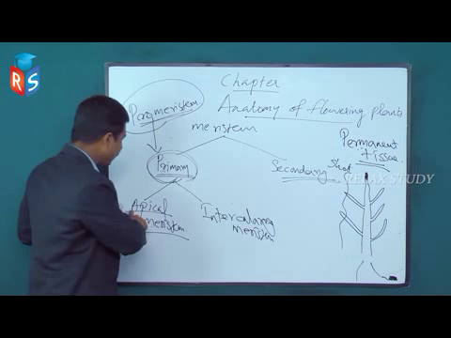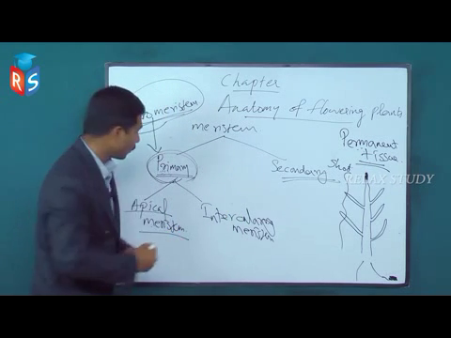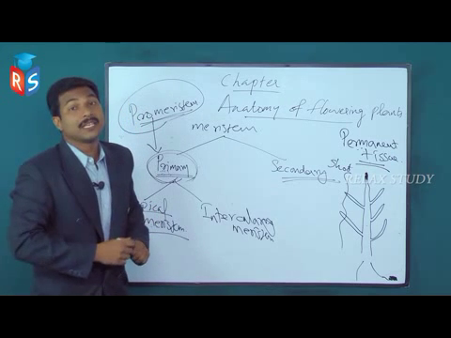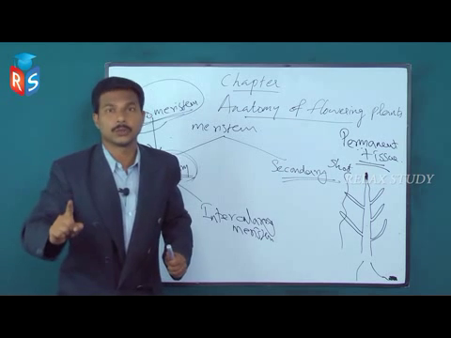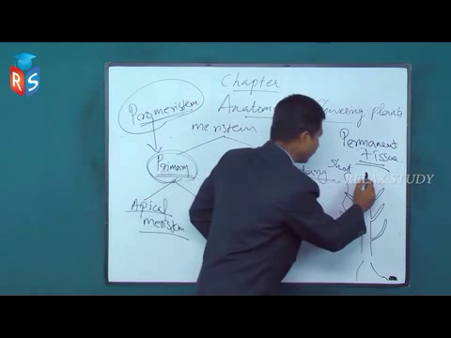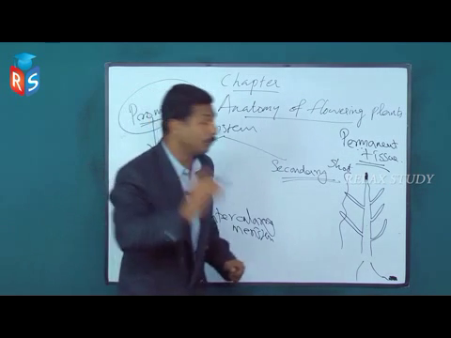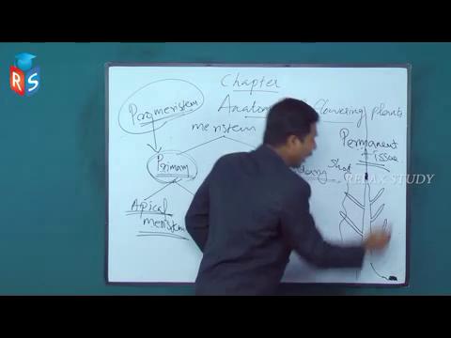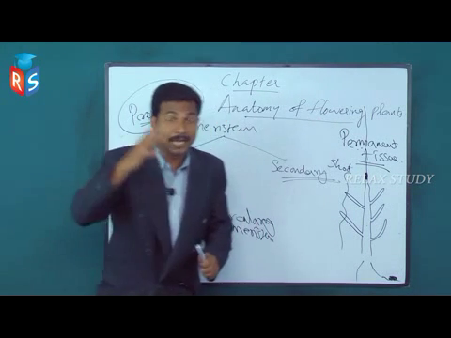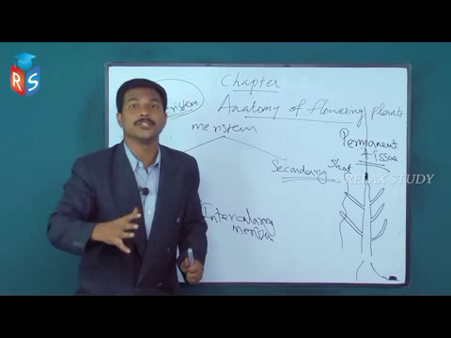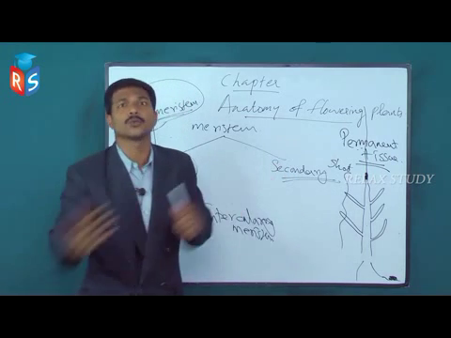So actually this apical meristem and intercalary meristem classification is based on the position of the meristem. Apical means tip, so apical meristem tissue is present at the apices of shoot and root. Here you can see this apical meristem is responsible for the elongation of the stem and the root. So apical meristem is the primary meristem responsible for the elongation of the plant body, both shoot system and root system.